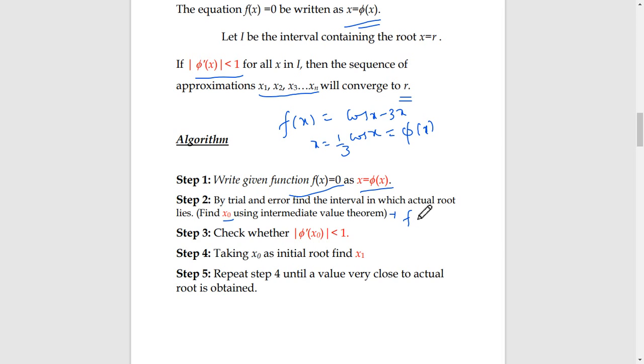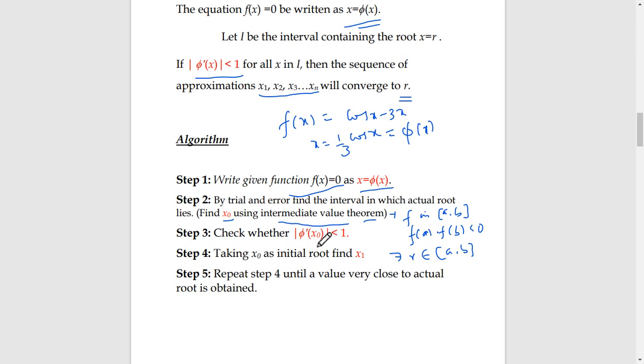Suppose f is a continuous function in the interval a comma b. If f of a into f of b is less than 0, then there exists at least one root that belongs to the closed interval a comma b. This is the intermediate value theorem. Let me repeat it again. If f is a continuous function in the closed interval a comma b, and f of a into f of b is less than 0, then there exists a root r in the interval a comma b.